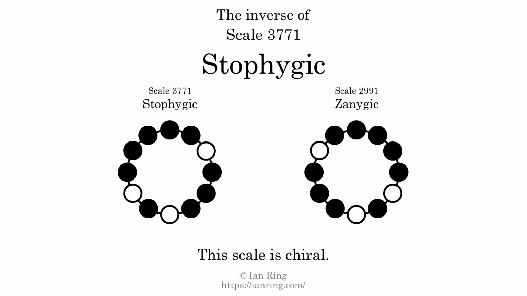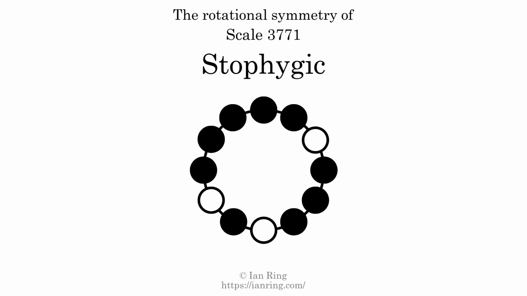The inverse of a scale is a mirror image. It is what you get when the sequence of intervals is reversed. The inverse of this scale is scale 2991, also known as Stophygic. This scale is chiral. It cannot transform into its inverse by rotational transformation. This scale has no rotational symmetry.